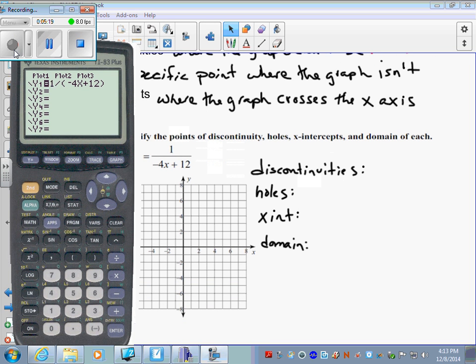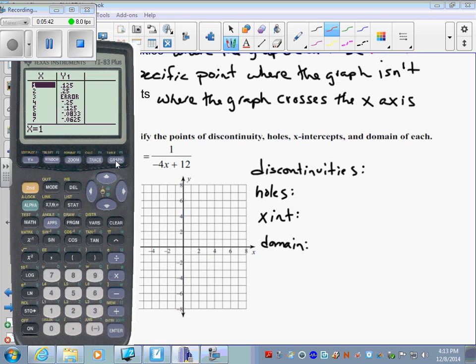When we put the graph or the equation in, make sure to put the denominator in parentheses since there's more than one term. It's a binomial. Going to graph this. Really can't see a whole lot. I'm going to go to the table, so second graph. I see that at 3 there must be a vertical asymptote, or there's a discontinuity there, I guess. X equals 3. So looking here, we know that x equals 3.